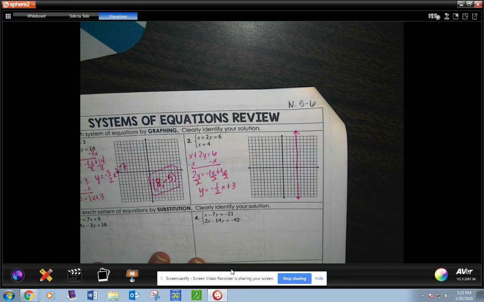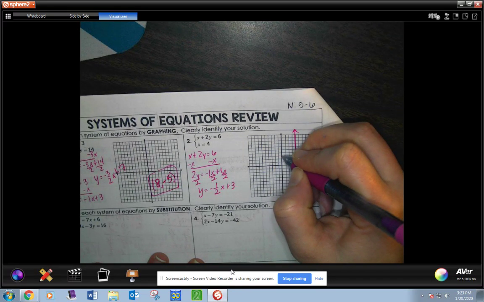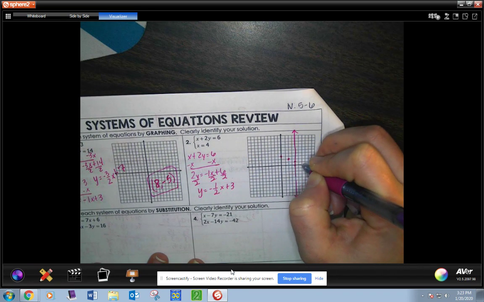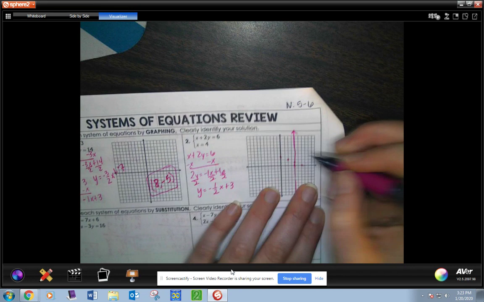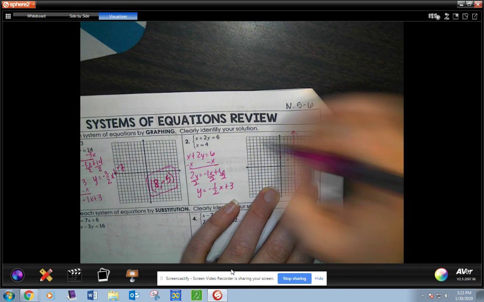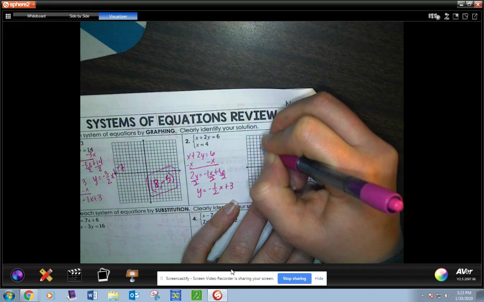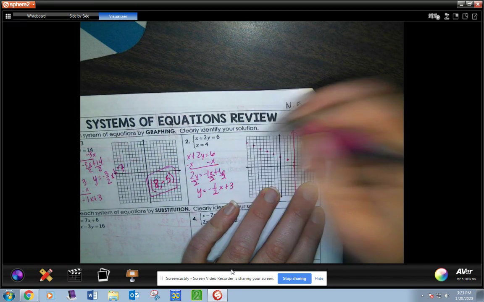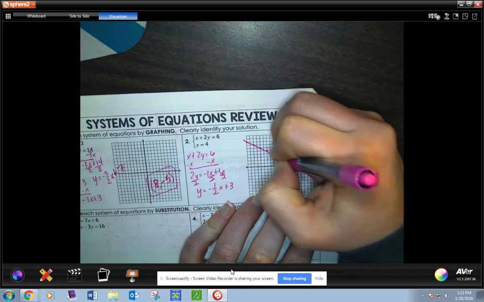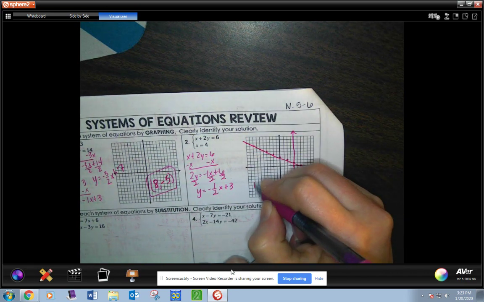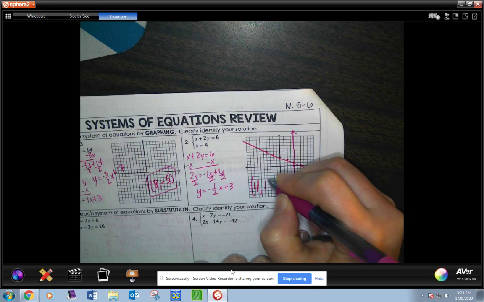For this problem, you're going to start at 3, and then you're going down 1, right 2, down 1, right 2, down 1, right 2. Keep repeating for all your points, and then reverse it: up 1, left 2. I'm going to draw in my line, and I can see that they're intersecting, and they intersect at the point 4, because remember, x has to be 4, 1.